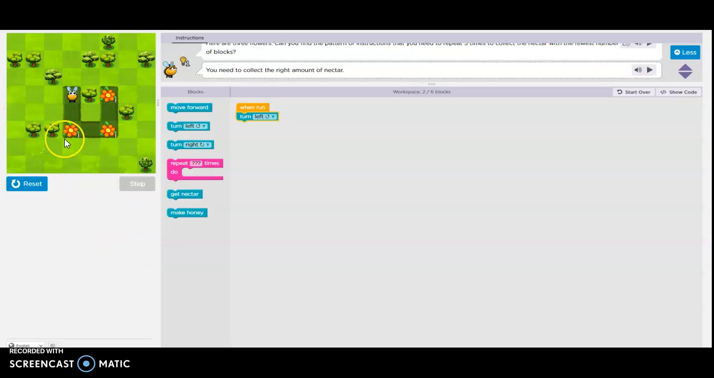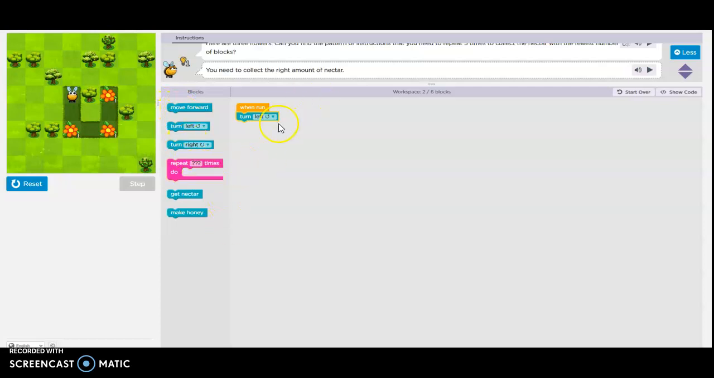Now you might be confused what these flowers are for. It's for collecting nectar. Whenever you land on them, for example, now we know that we have to move forward 2 times, and we're here. This is a place where you get nectar, and when you step on it, you get the nectar. If you don't get the nectar, you skip it.